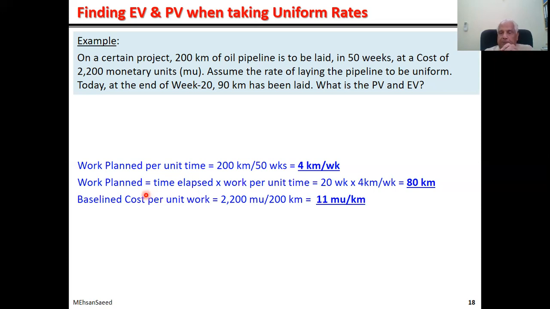So what is the PV? Well, PV is how much work was supposed to be completed as of today. As of today, 20 weeks have elapsed, and in each week, 4 kilometers were to be laid. So 4 multiplied by 20, 80 kilometers. So our PV is 80 kilometers, in terms of deliverable, not in terms of monetary unit, which we will come to later. So the work planned is 80 kilometers, and what we have achieved is 90 kilometers. So we are ahead of time. So earned value in terms of deliverable is 90 kilometers, and planned value in terms of deliverable is 80 kilometers.